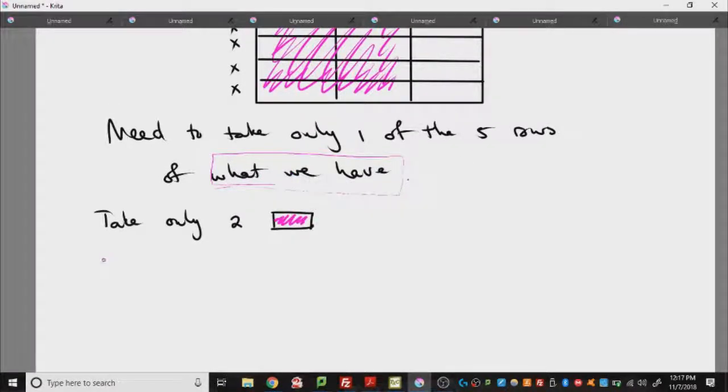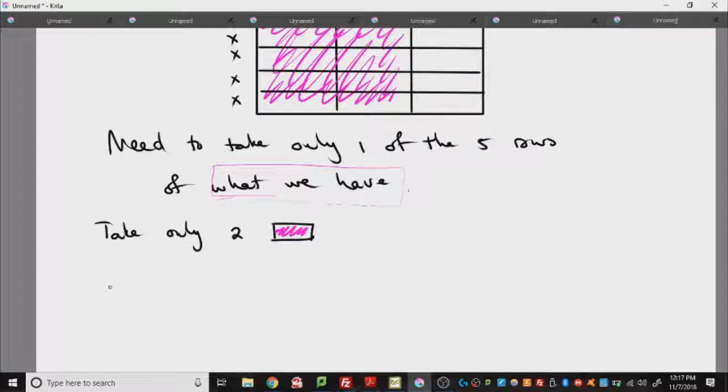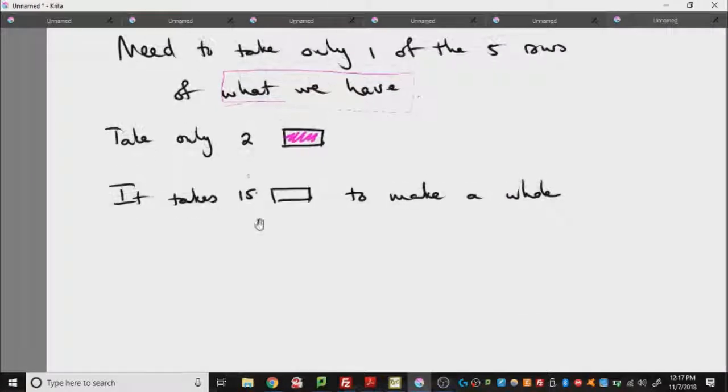So our answer is, oh, I keep missing that sentence, I'm sorry. Backtrack. It takes how many of these little pieces in general to make one whole rectangle? It takes 15. We've only taken 2, so our answer therefore is 2/15ths.